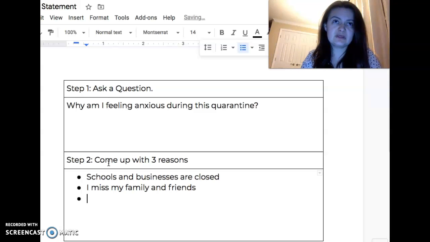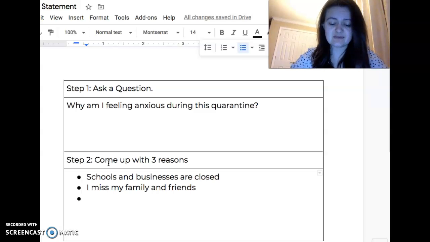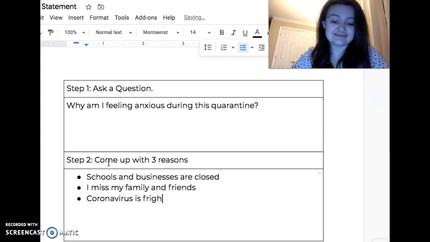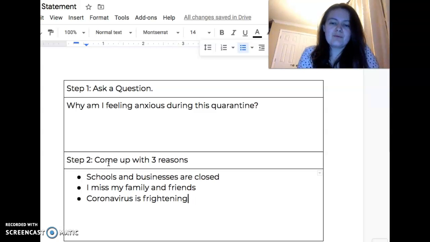And I'm also feeling anxious during this quarantine because I want the virus to go away, and I don't want my loved ones to catch this virus, okay? So why am I feeling anxious during this quarantine? Maybe I can even say that I'm anxious because the coronavirus is frightening. Okay? So that's how I found my thesis statement, and my reasons. So it's not that much work today.